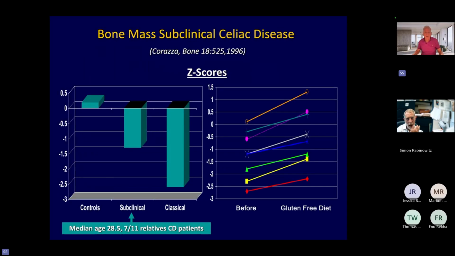Again, briefly, bone mass before and after a gluten-free diet is shown here. This is an interesting slide. This is the bone mass Z-score in controls. These are patients with classical celiac disease showing negative Z-scores. These are 7 of 11 relatives of celiac patients who are asymptomatic, who also had below the waterline Z-scores. Again, the reason for screening relatives of patients. And again, very effective in improving the Z-score for bone mass.